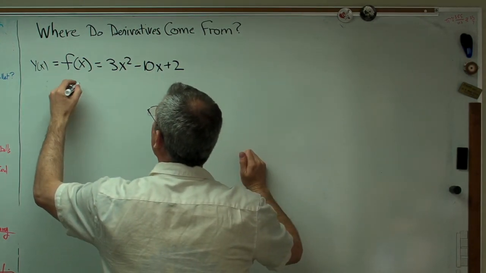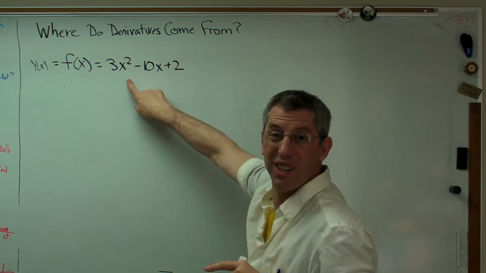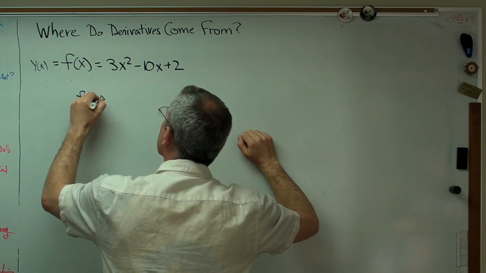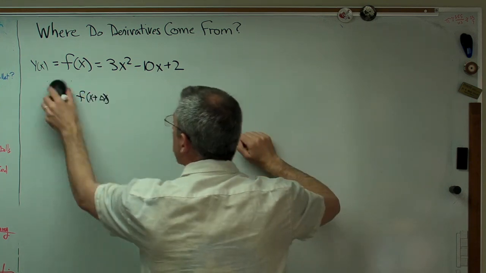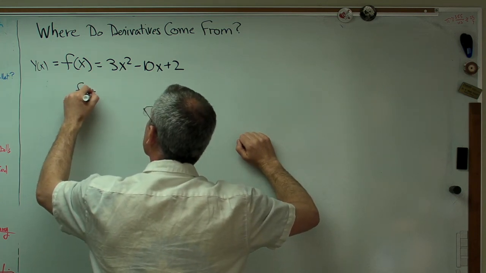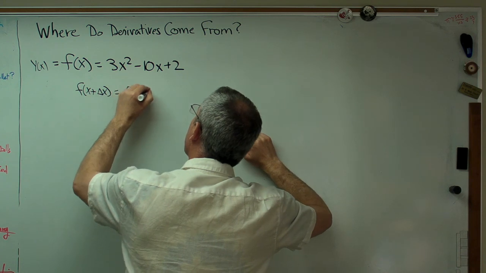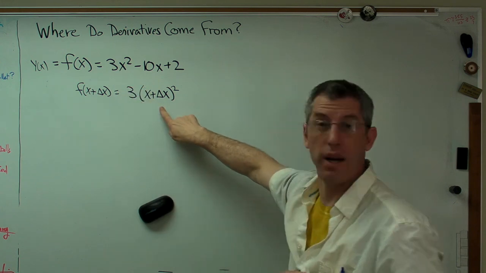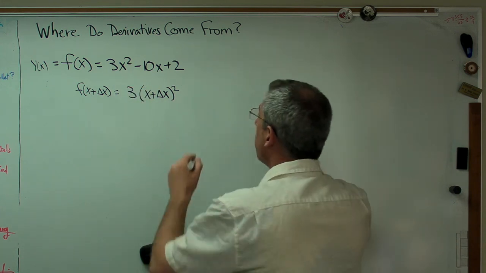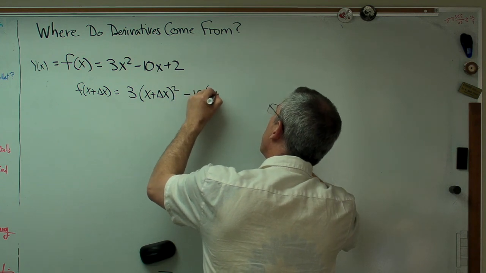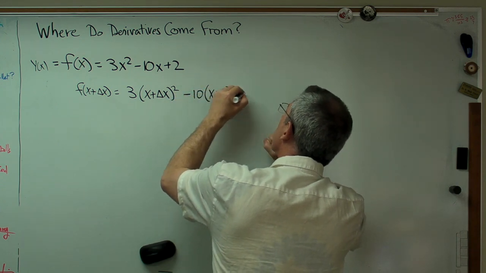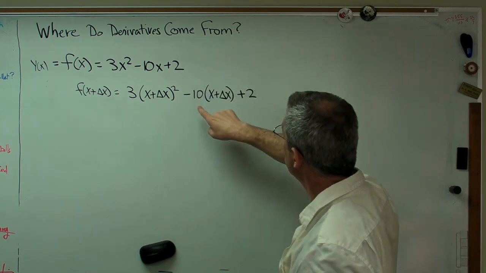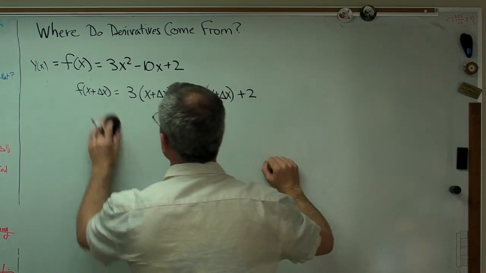Okay. f of x plus delta x means I'm going to put an x plus delta x everywhere I see x. So f of x plus delta x is x plus delta x squared, minus 10 times x plus delta x, plus 2. Everywhere I see x, I'm putting in x plus delta x. I'm just doing what the math tells me to do. So there we go. That's what f of x plus delta x means. Now, what I needed to do was subtract f of x from that. So let's change this a little bit.